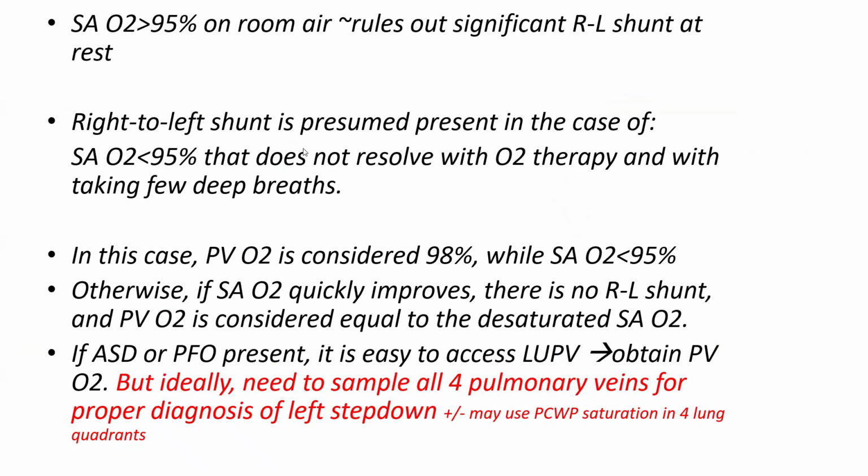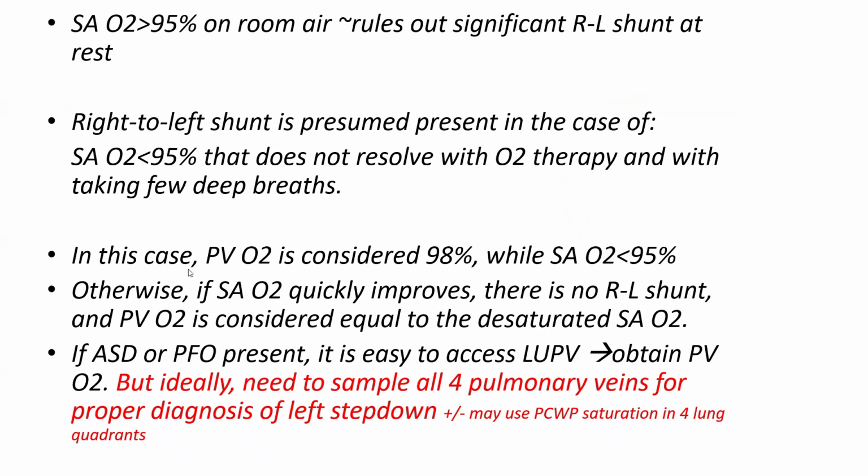Right to left shunt is initially presumed present in the case of arterial O2 sat less than 95% that does not resolve with O2 therapy, especially a couple of liters of oxygen and with taking a few deep breaths. So if you have an intracardiac right to left shunt, the systemic oxygenation is not going to improve by giving the patient oxygen, because in this case, the oxygen supply to the lungs is already fine, and you can't improve it much with oxygen therapy.